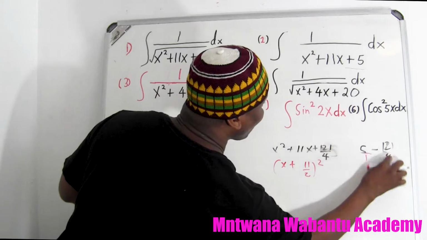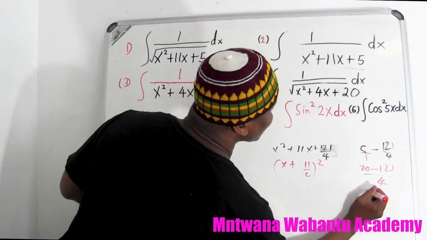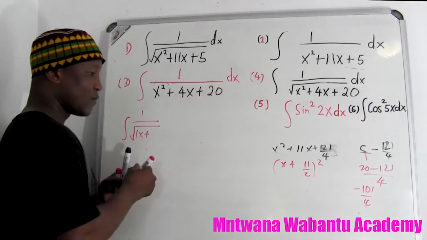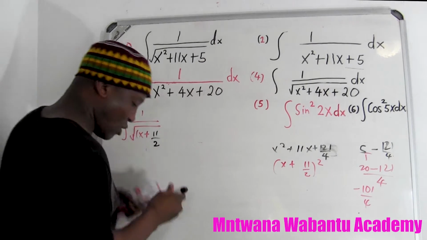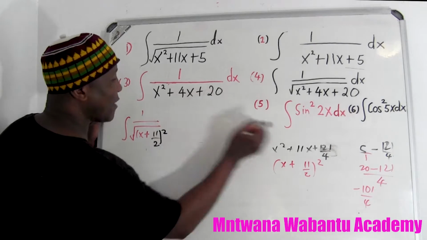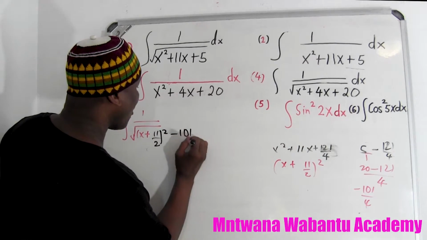And this 5 I can put over 1, and the common denominator is going to be 20 minus 121 over 4. And this is going to be negative 101 over 4. So then we're going to have x plus 11 over 2, bracket squared, and then we minus 101 over 4.